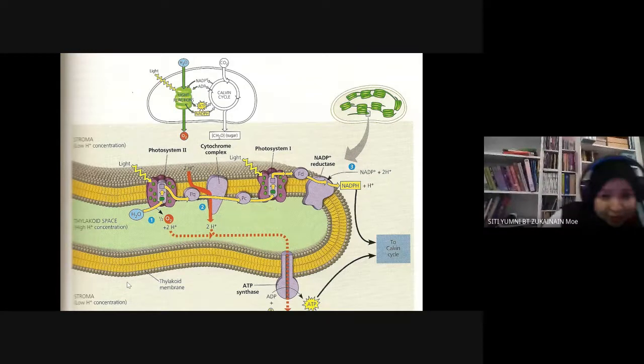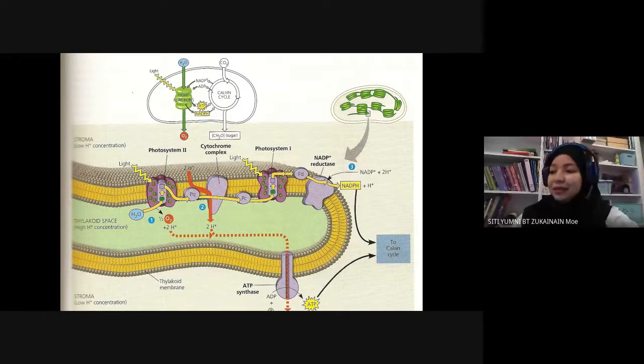Okay, so here the diagram shows a current model for the organization of the thylakoid membrane. The gold arrows track the linear electron flow as electrons pass from carrier to carrier in redox reactions. Hydrogen ions are removed from the stroma. Okay, so this is the stroma.